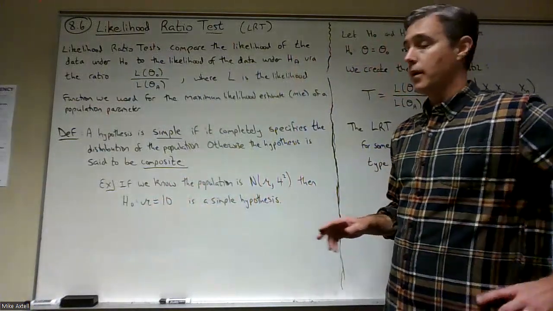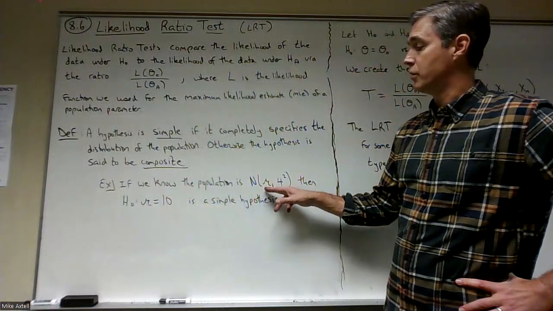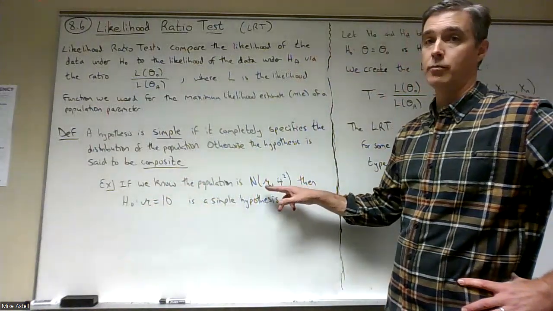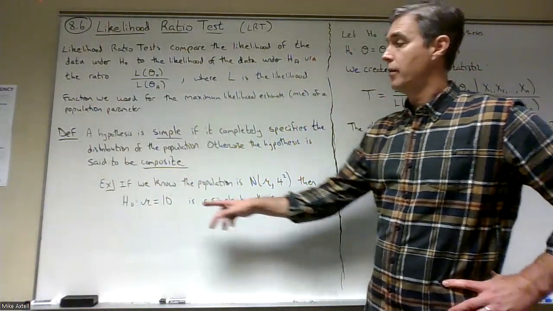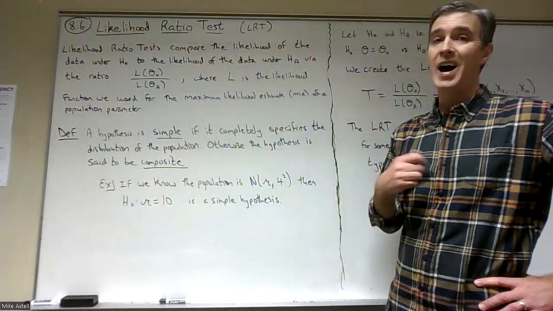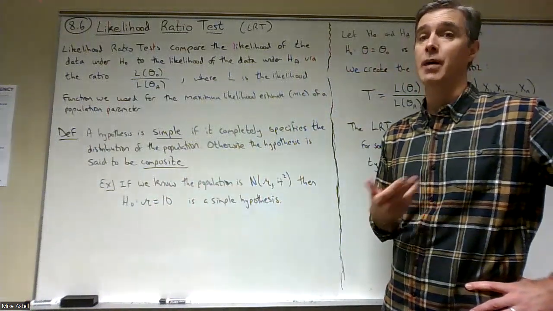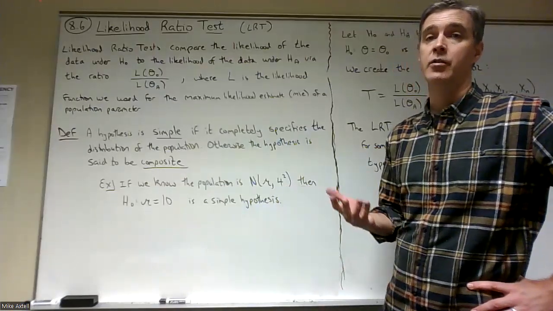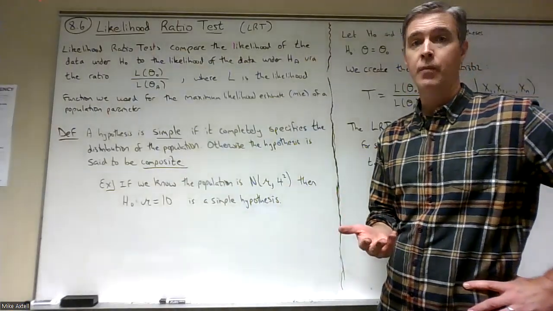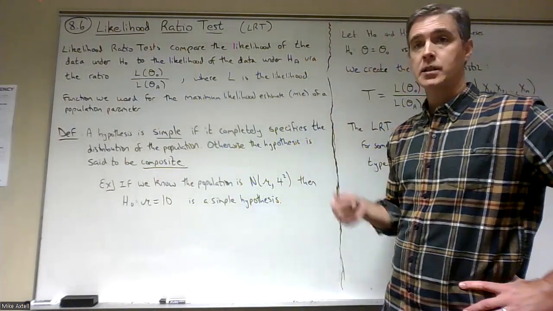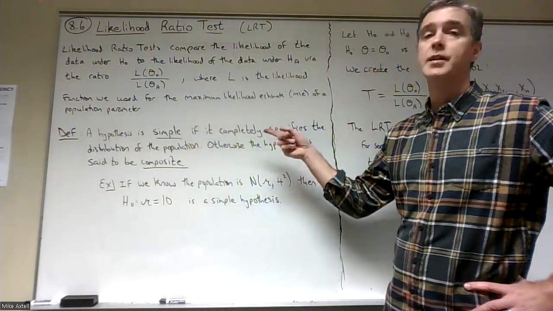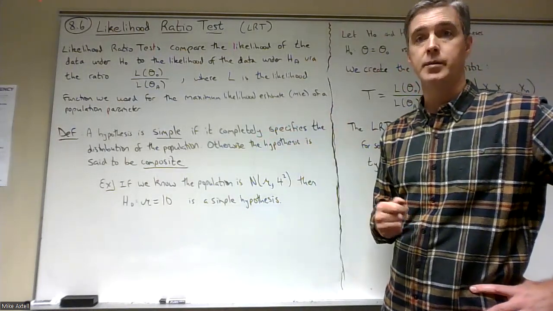If, however, the population was N(mu, sigma squared), where I didn't know either mu or sigma, then mu equals 10 would not completely specify the population. It would be composite because I still wouldn't know the standard deviation or the variance. In the next slide, we'll see why this simple hypothesis requirement is important.